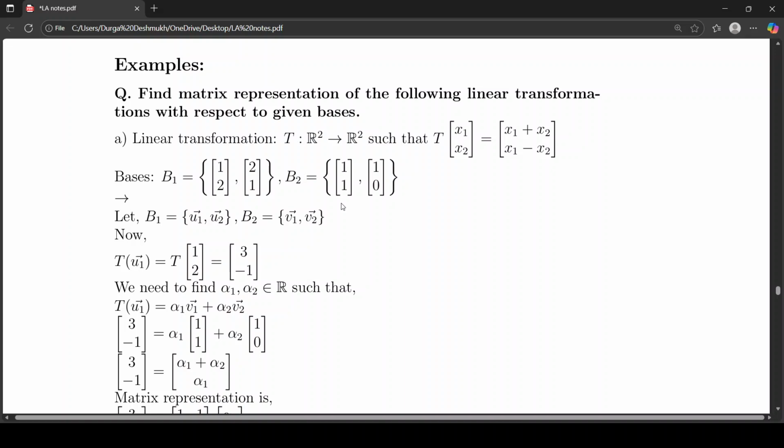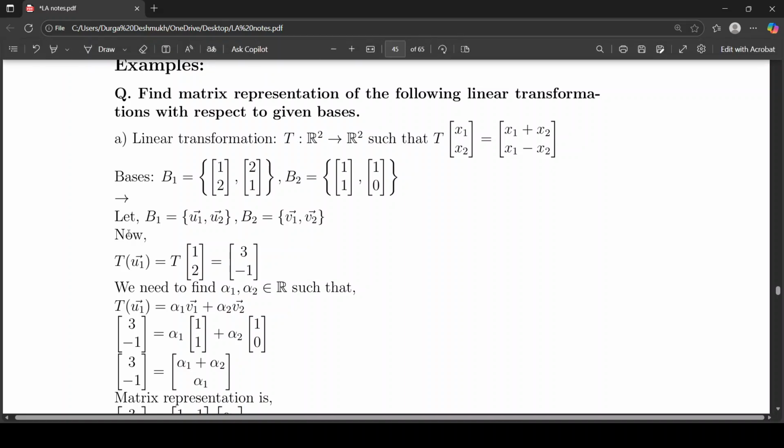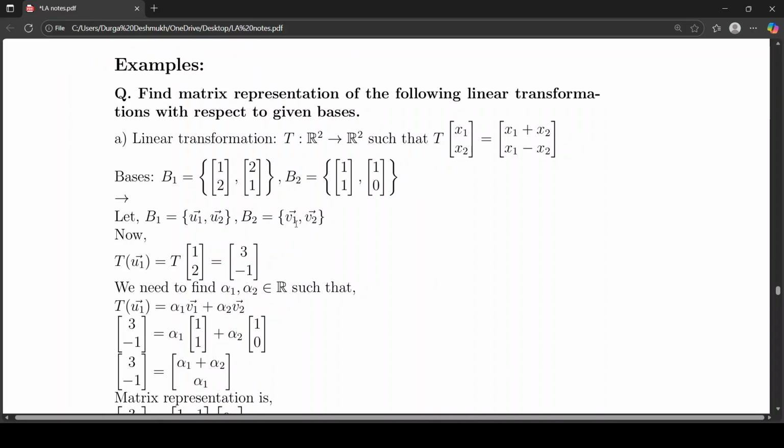So we need to find the matrix representation of the following linear transformation with respect to the given basis. Here the linear transformation is from R2 to R2 such that T of (x1, x2) is (x1 plus x2, x1 minus x2). This is clearly a linear transformation since there is no multiplication of the elements and all, right? The given bases are (1, 2), (2, 1) and (1, 1), (1, 0). So first we will consider the first basis as u1, u2 and the second as v1, v2.